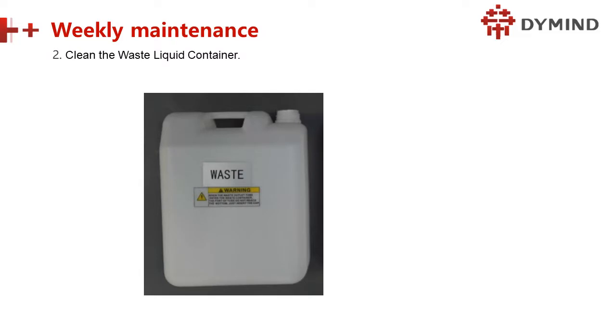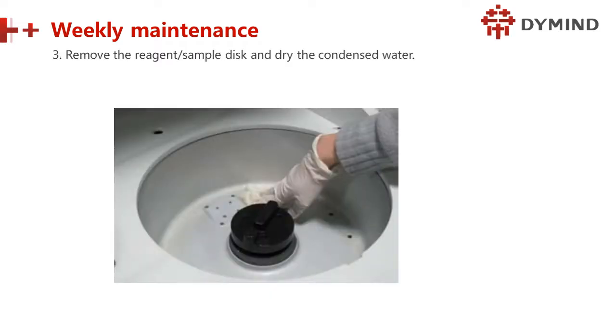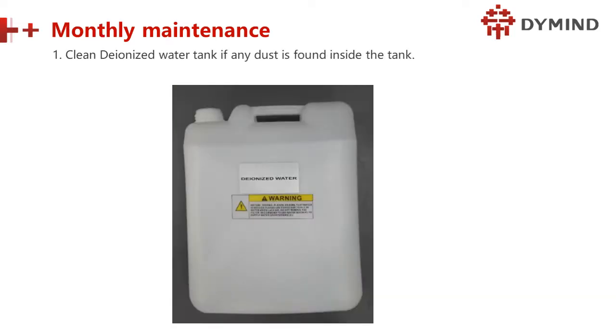Weekly maintenance, second. So for weekly maintenance, we not only clean the filter, we also clean the waste liquid container weekly. Clean it. And remove the reagent and the sample disc and the dryer, the condensed water here. And monthly maintenance: clean the pure water tank and check if any dust is found inside the tank.